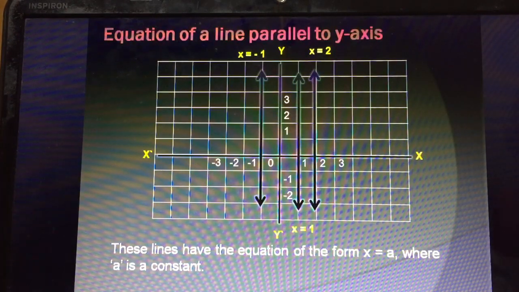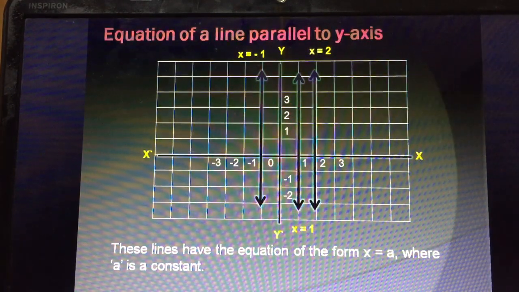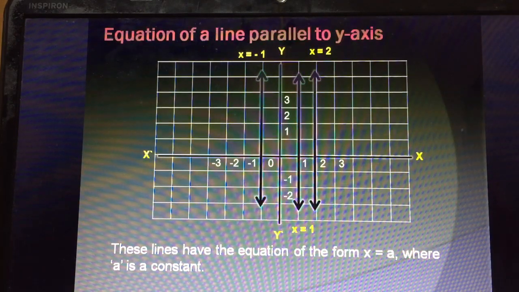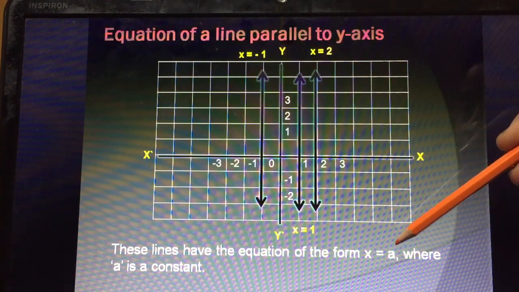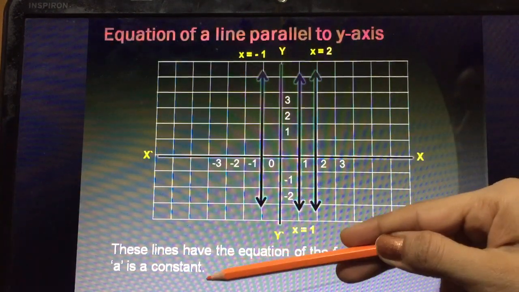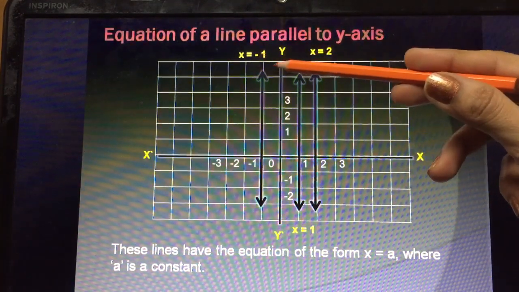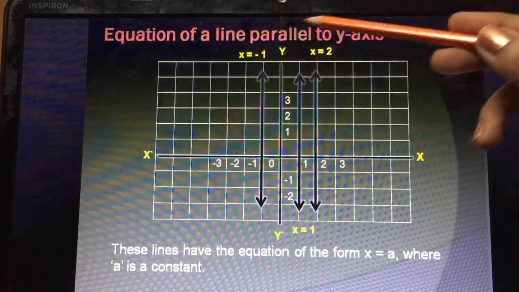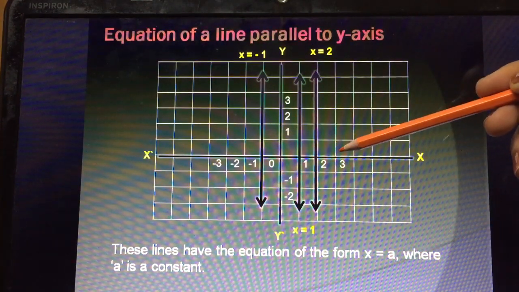Now the next is equation of a line parallel to y-axis. Now here in this case, as you can see, all these equations represent the lines which are parallel to your y-axis, and these lines have an equation of the form x equal to a, where a is a constant, just reverse of what we did earlier. Okay, so अगर आपकी equation x equal to a के form में है, like this, this and this, then remember आपका ग्राफ कैसा होगा, y एक्सिस के पैरेलल होगा.